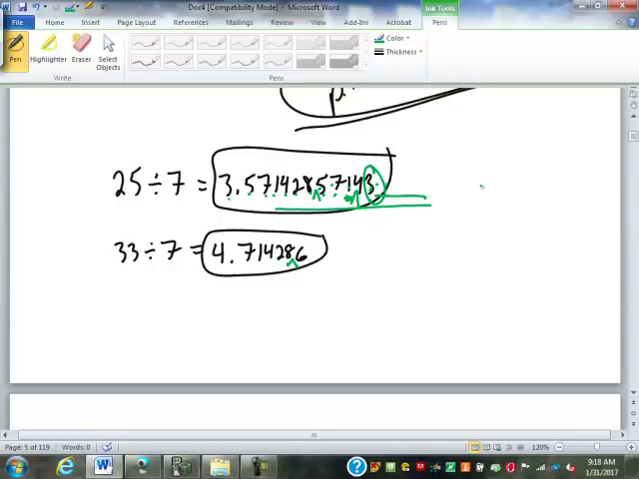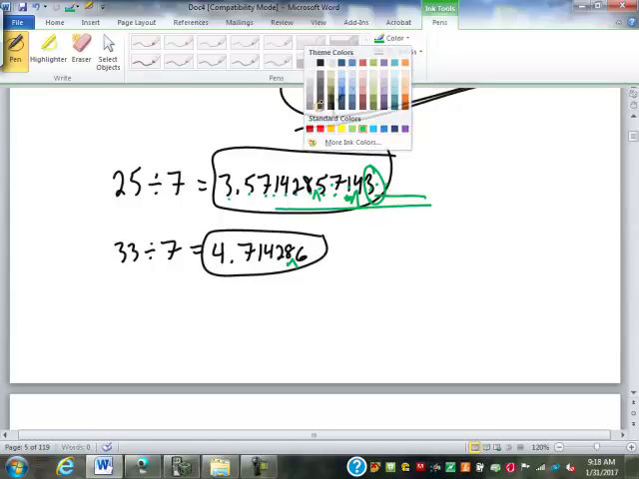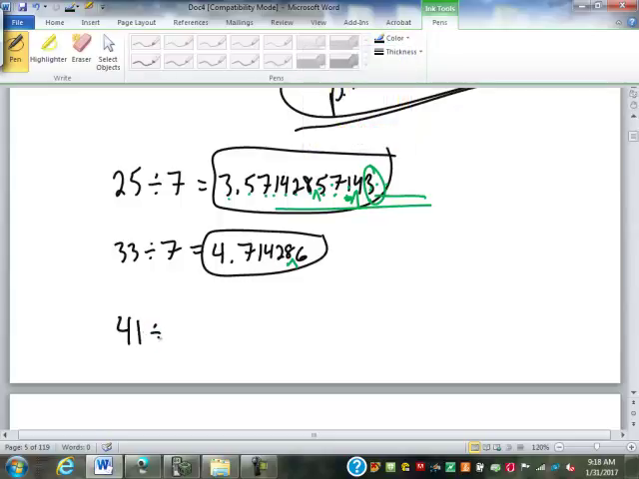All right. How about 41? 41 divided by 7. That's going to be 5.8571428571443 approximately.